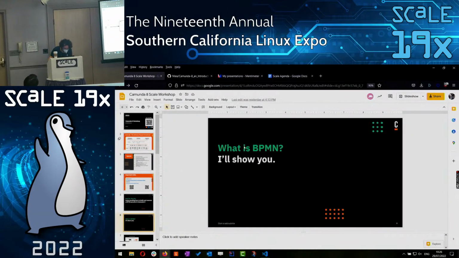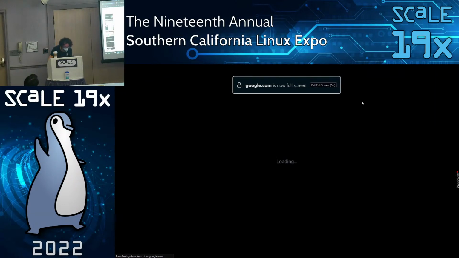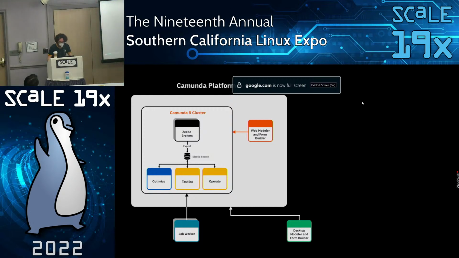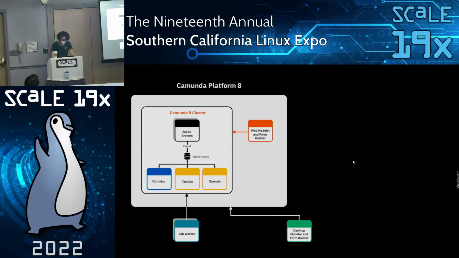Marvelous. So, let's return to my slides. Okay. So I mentioned there were two sections we're going to talk about. The first one was the modeler, which is this independent thing where you can build BPMN processes. This is the platform itself. This is where the execution happens.